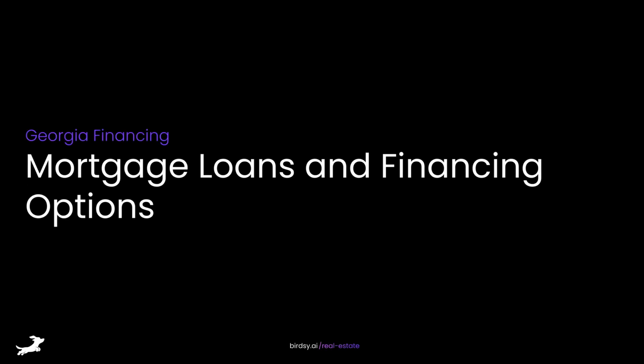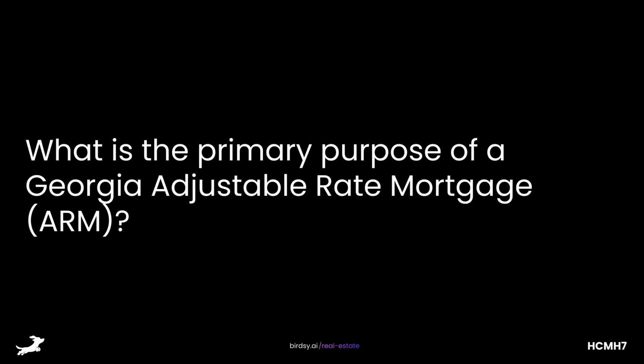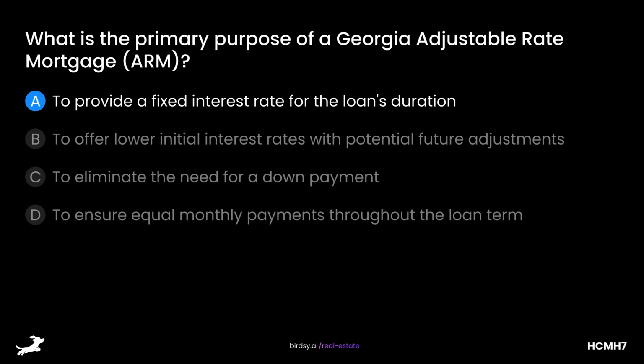Let's continue with a review of Georgia real estate financing, starting with mortgage loans and financing options. What is the primary purpose of a Georgia adjustable rate mortgage? Is it A. to provide a fixed interest rate for the loan's duration, B. to offer lower initial interest rates with potential future adjustments, C.